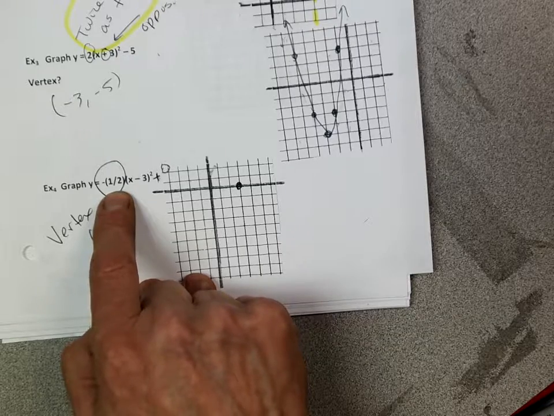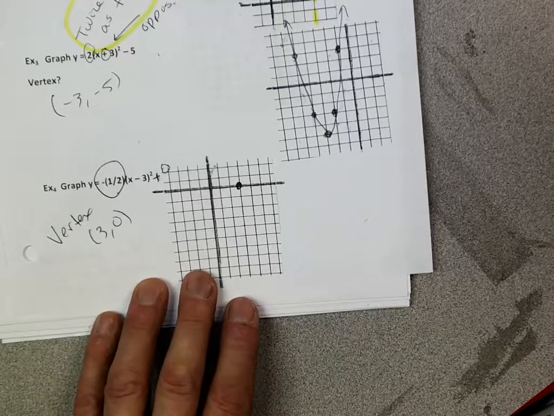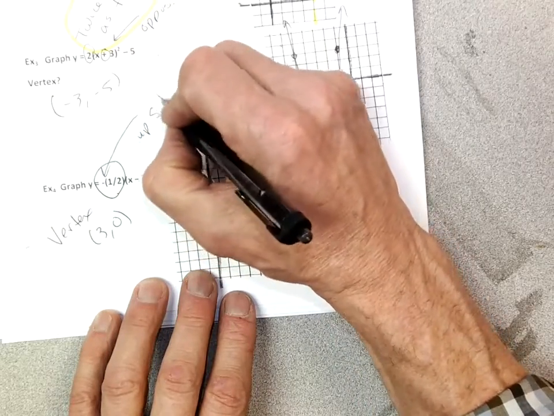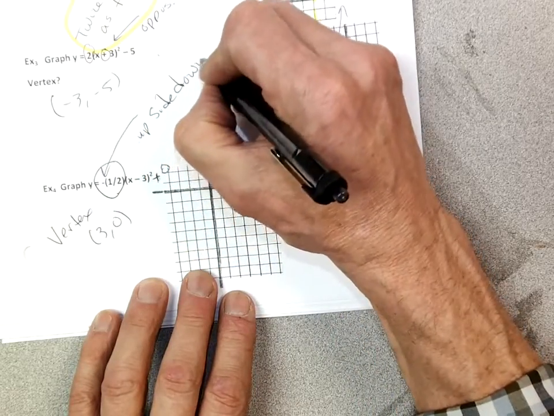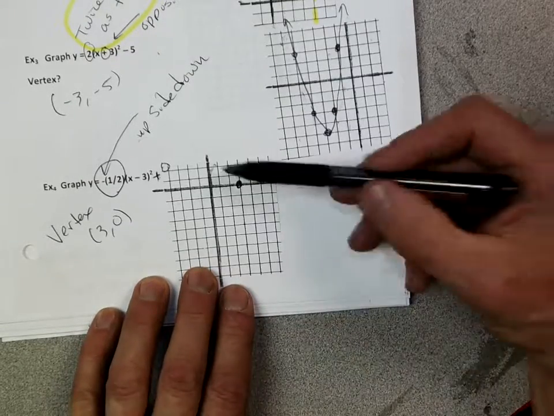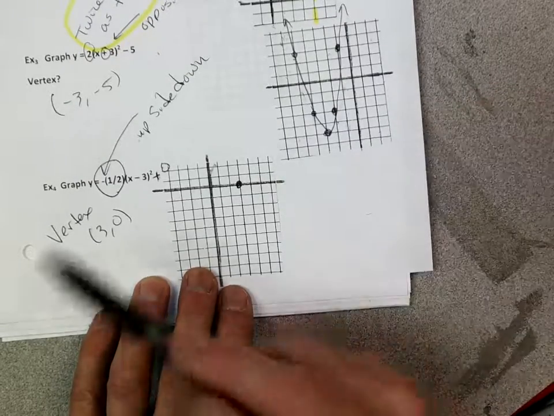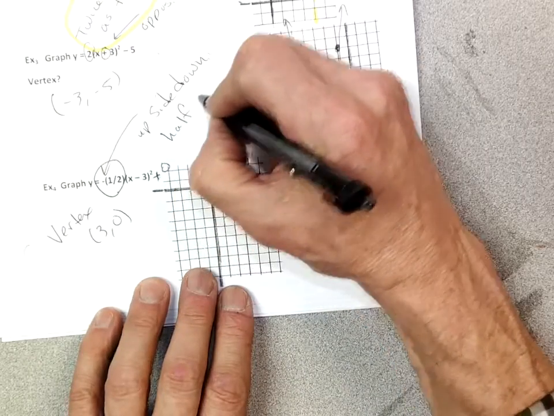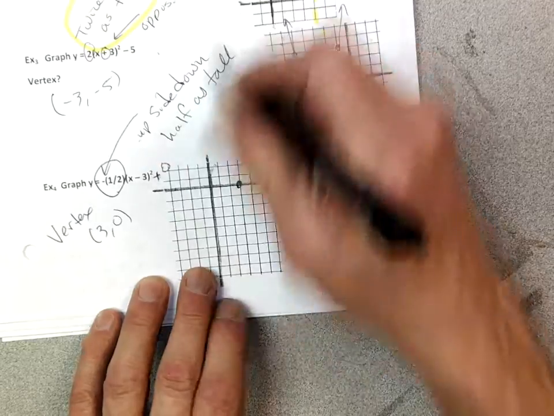Half as tall. Upside down because of the negative. Or if we want to get mathematical, we say it's a reflection over the x-axis. It's going to be reflected over the x-axis. Or upside down is easier, okay? And it's going to be half as tall.